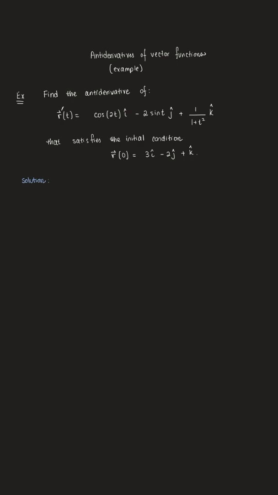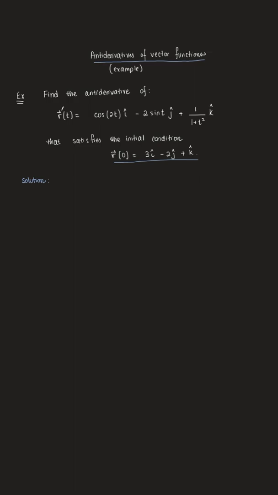Okay, so with vector functions, we can also find specific antiderivatives that satisfy a given initial condition. So let's do that with an example. Let's find the antiderivative of the given vector function. What's given is a derivative of r of t that satisfies the condition that r of 0 is the vector 3, negative 2, 1. So we want to find the specific antiderivative function that satisfies the initial condition.